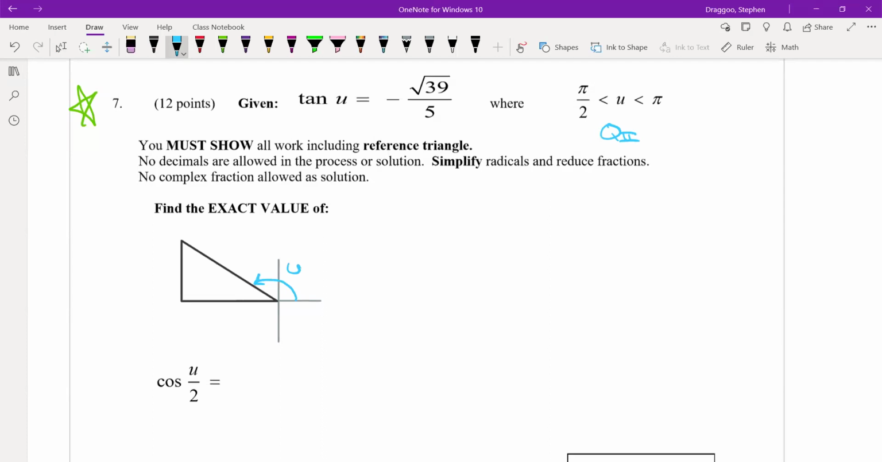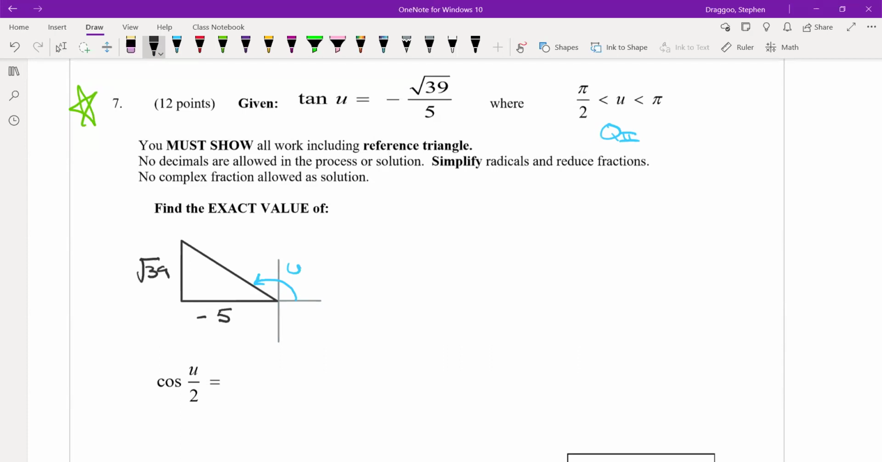From the tangent equation, I know tangent is opposite over adjacent. So my opposite side should be square root of 39. My adjacent side should be 5. And I need to assign a negative somewhere. I'm in the second quadrant, so the negatives should go on the x side, the adjacent side. The x values are negative. The opposite sides being y are still positive in quadrant 2.